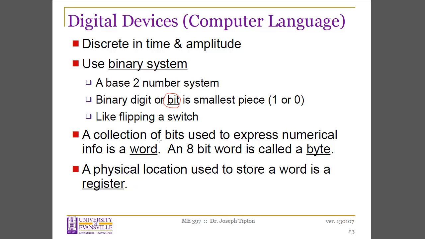And how we store more complex information is by connecting lots of bits. So we can collect bits to express numerical information in a word. And a typical 8-bit word is called a byte. So when you have a 1 gigabyte memory stick, that's 1 billion bytes possible. And then the physical location on an electronic device, whether that would be, for instance, RAM, memory, or a hard drive, that's the register.